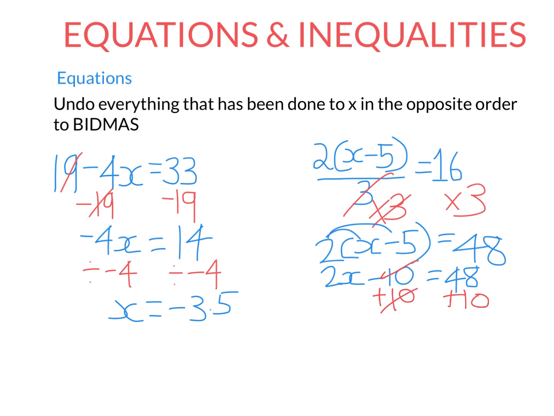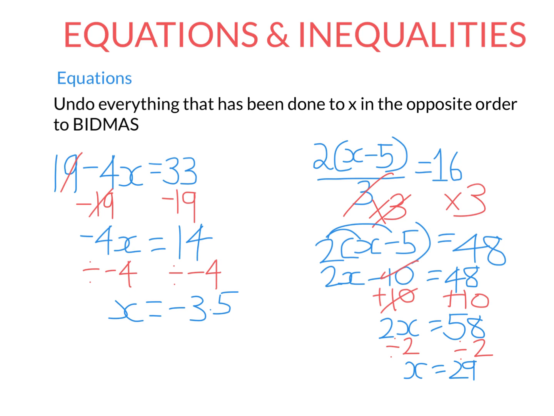Because minus 10 plus 10 undo each other, I'm left with 2x equals 58, and now I'm going to undo multiplying by 2 by dividing by 2. Once again, what you do to one side of the equation, you must do to the other. So my solution here is x equals 58 divided by 2, which is 29. This is the solution because if I substitute x for 29, I get 2 times 24, 48, divided by 3 equals 16. That's a true statement.